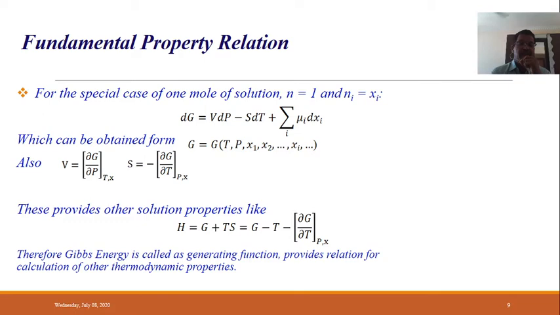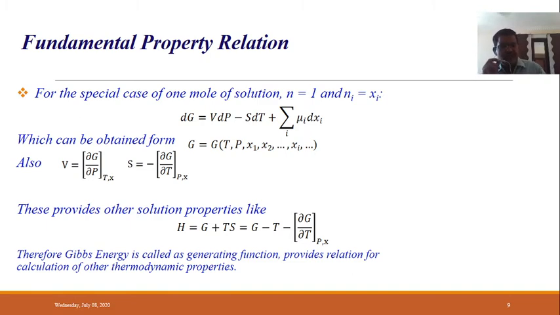So if you simplify, you can calculate volume by differentiating that Gibbs energy with respect to pressure partially, keeping temperature and composition constant, and no doubt entropy also can be calculated. So that is again a very simple case.